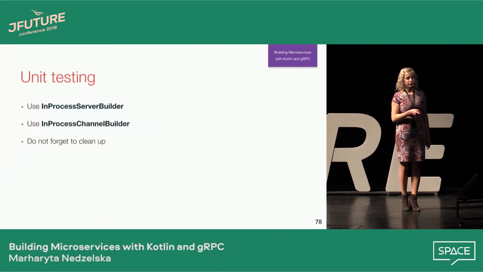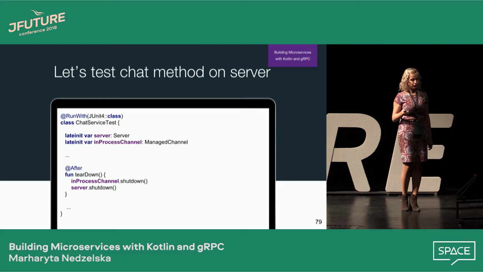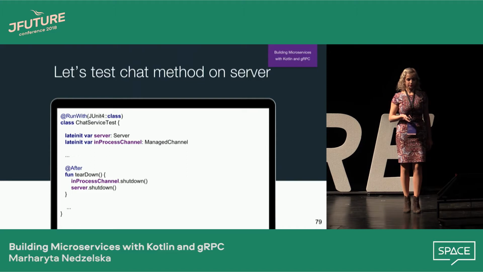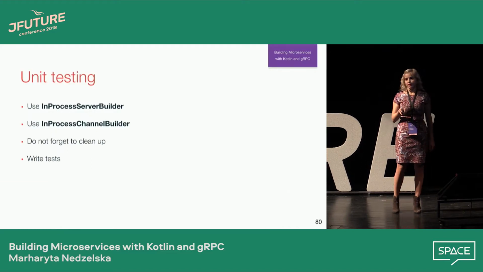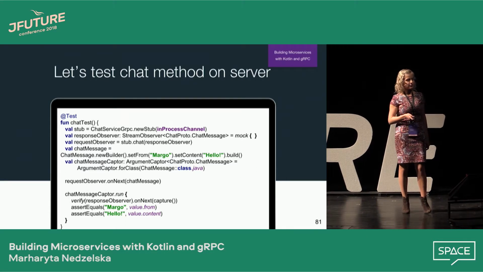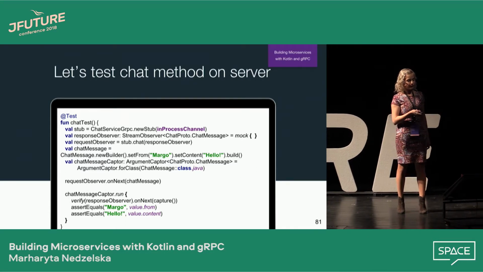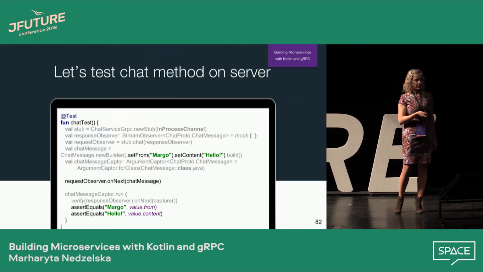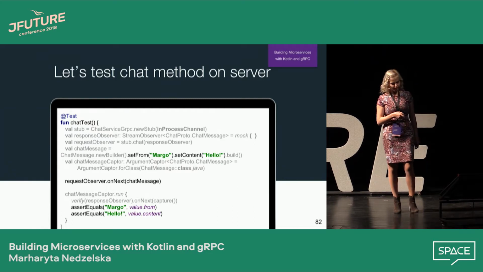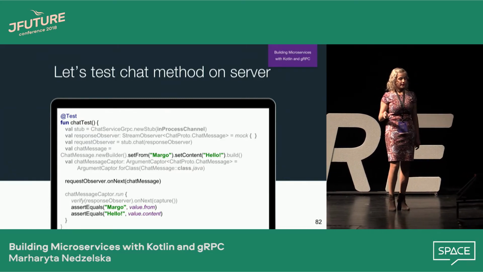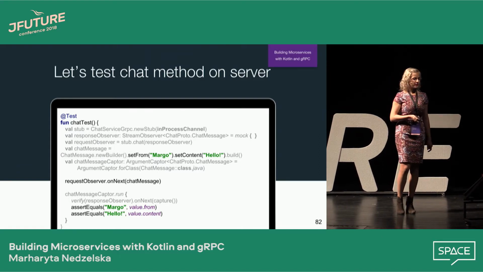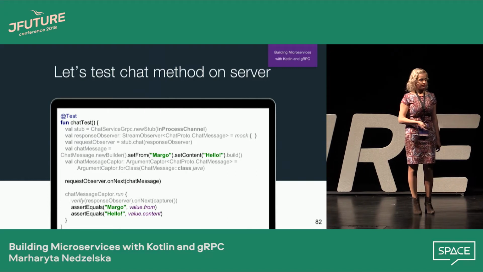Then you should not forget to clean up. In the after method, you should shut down the server and the channel. And let's write a test. So we have some preconditions, not really interesting. We create a message, we mock the observer, and we send a message with some content, then we trigger the method onNext with this content, and we assert that the content is this. So writing tests for gRPC is pretty simple, even if it is streaming.